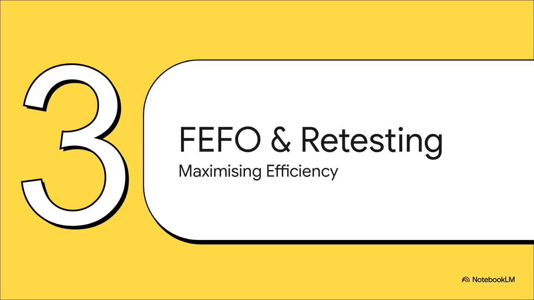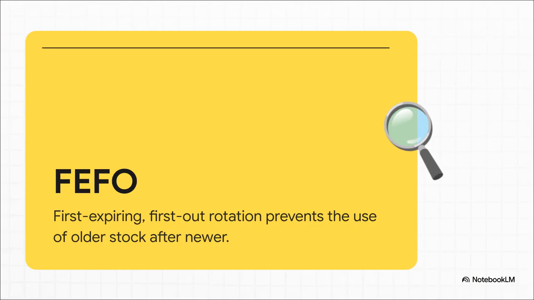Section 3, FIFO use and component retesting. How we maximize efficiency whilst maintaining strict compliance. Okay, so once a component is approved, it transitions to the production phase. But it's governed by strict usage and rotation rules under Section 211.86.